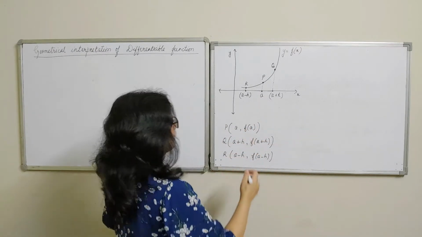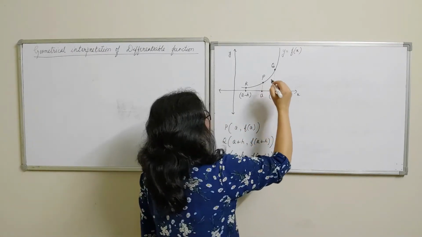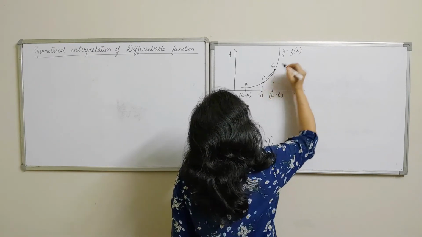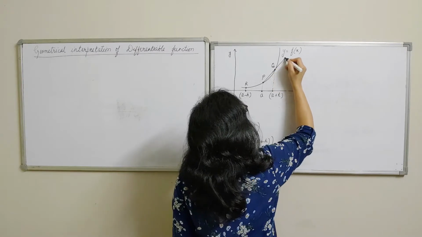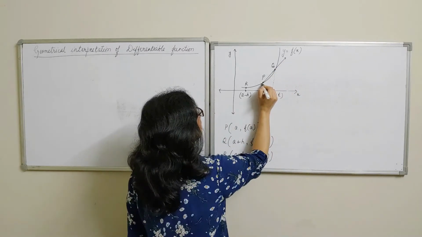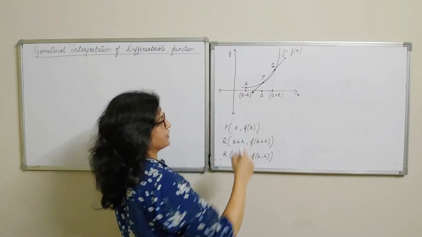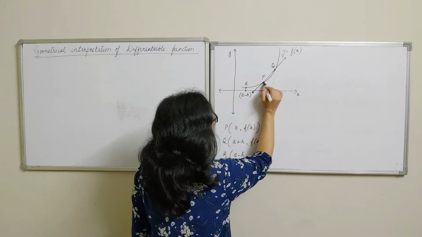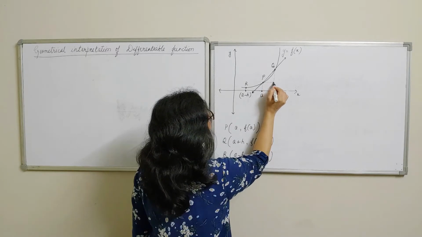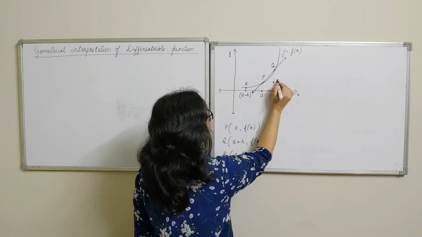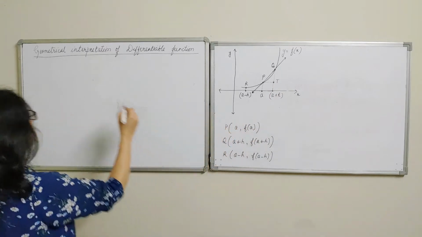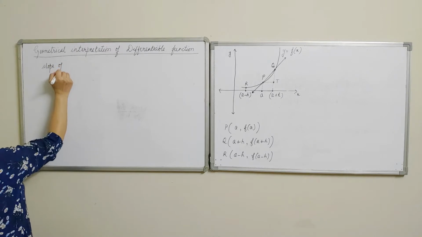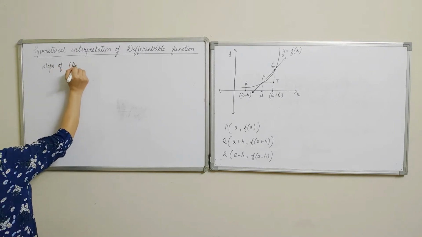So now let us see here, if we join the points P and Q and extend it further like this, we obtain a secant. And from the point P, if we drop down a perpendicular here, say this is the point T, then we can easily find out the slope of the secant PQ.